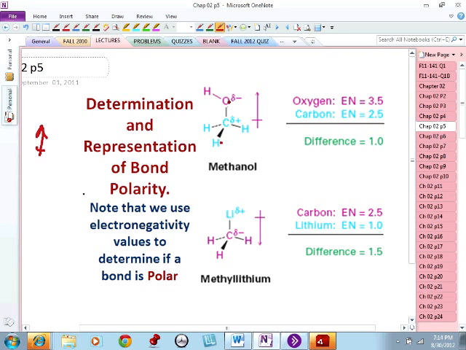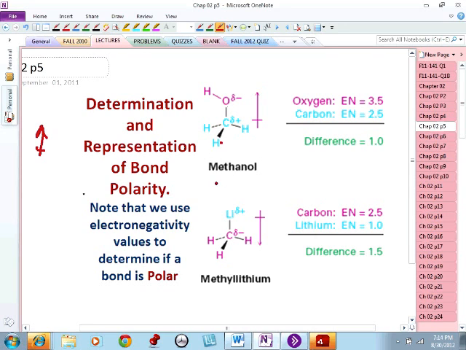So that is the direction of polarity. And then we use Greek symbols, delta here, with a negative sign to show that oxygen has a partial negative charge, whereas the carbon has a partial positive charge, meaning that we are pulling electrons away from carbon towards oxygen.